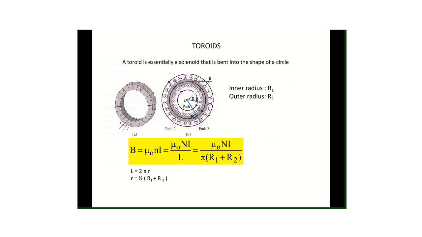The last example is how to find the magnetic field of toroid. A toroid is essentially a solenoid that is bent into the shape of a circle. Using the Biot-Savart Law, you can find that the magnetic field of toroid is equal to μ0 small n I. Or you can also write down that the magnetic field is equal to μ0 capital N I over π(R1 plus R2). So that's the 5 examples how to find the magnetic field in a different geometry.